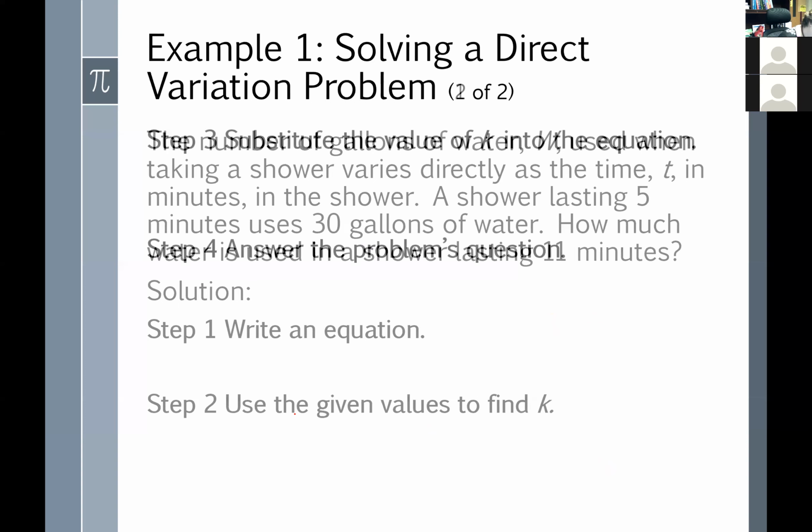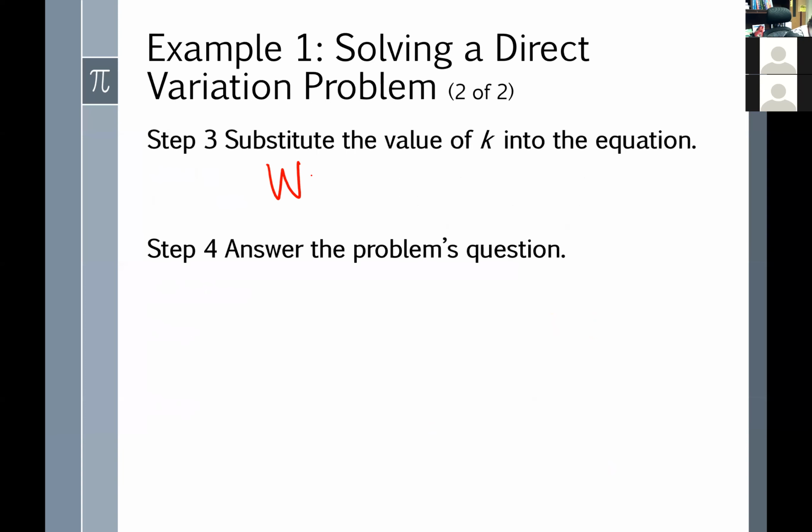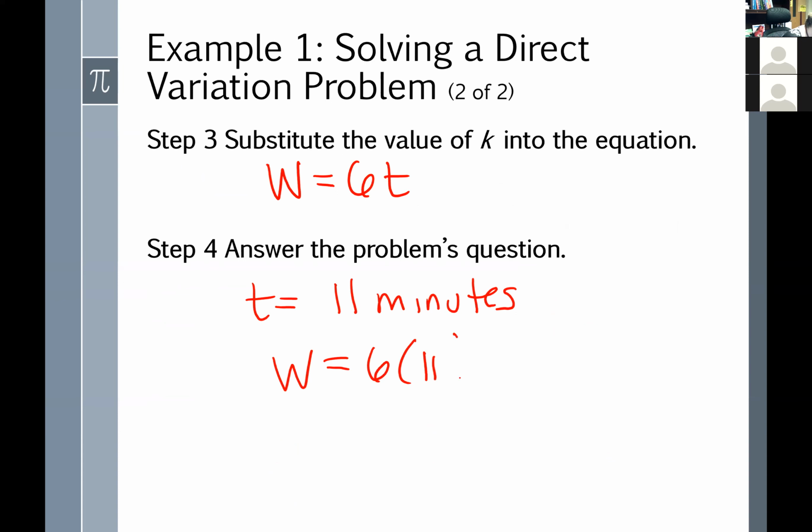So we write the equation. So when T is 11, W equals 6 times 11, which is 66 gallons. And they all work the same way. Whether it's direct variation or inverse variation or joint variation or combined variation, they all work the same way.